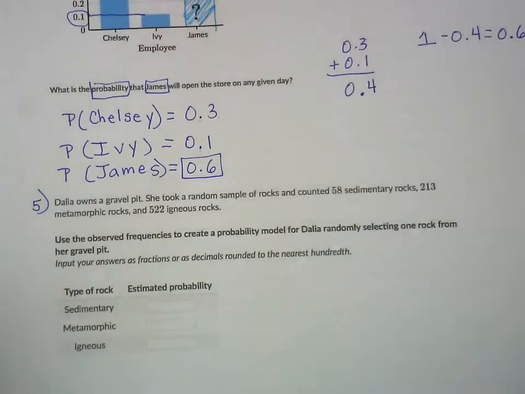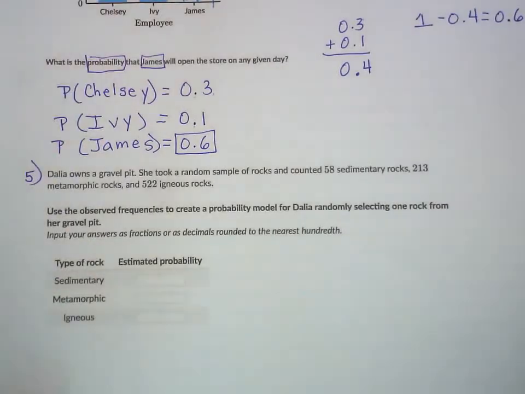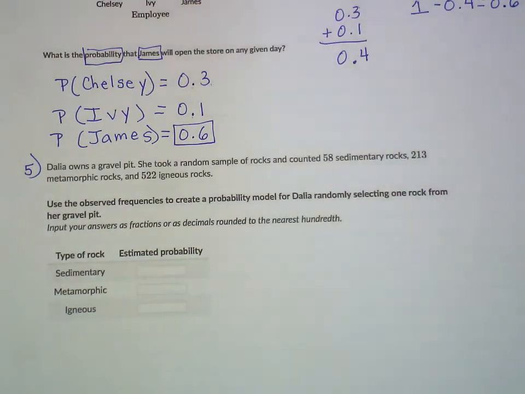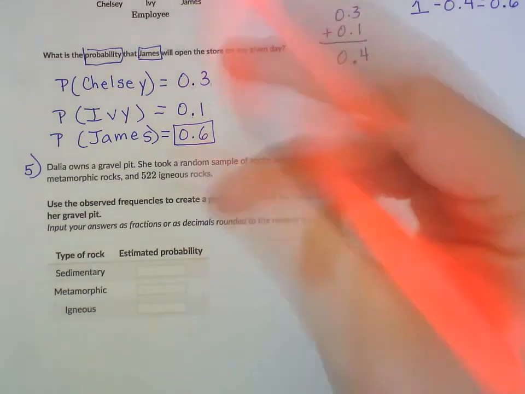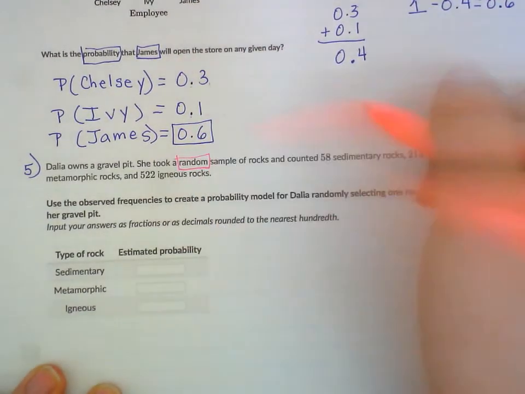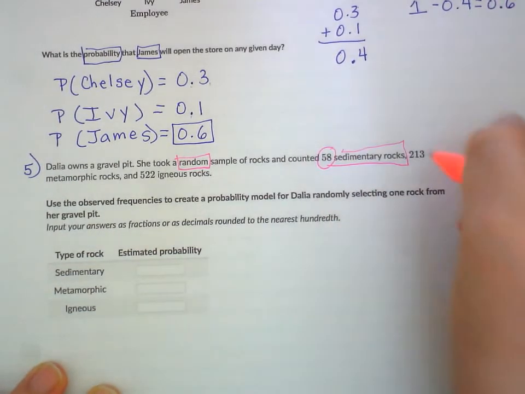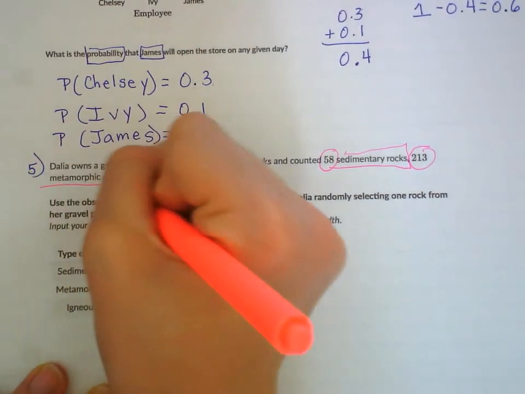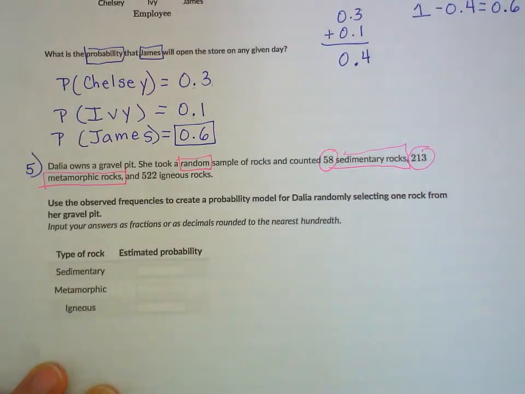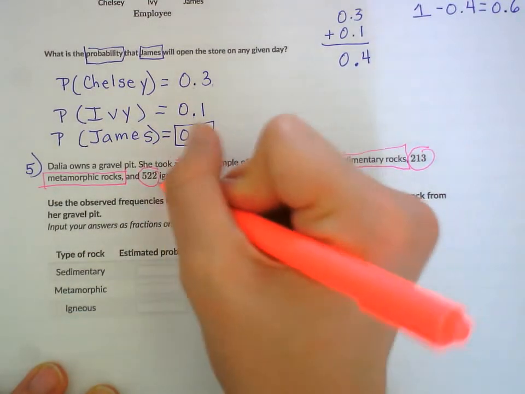All right, so the last problem we're going to do, and then we have covered all the types you should see in the Khan Academy assignment titled Probability Models. Probability models to me are kind of fun. I don't know, I really like them. Dahlia owns a gravel pit. She took a random sample, we love randomness, awesome, of rocks and counted 58 sedimentary rocks, 213 metamorphic rocks, and 522 igneous rocks.